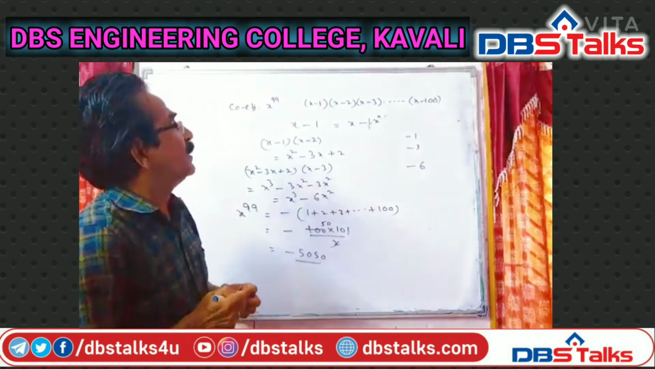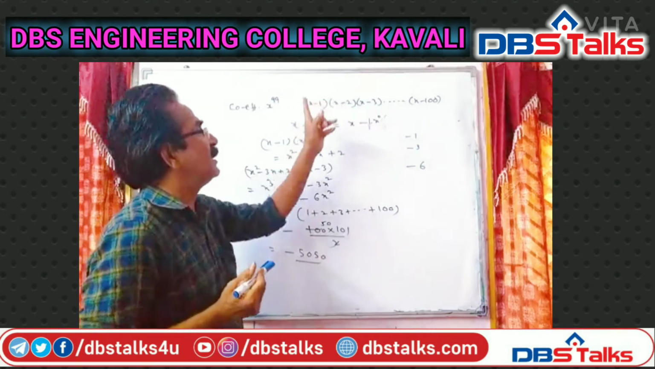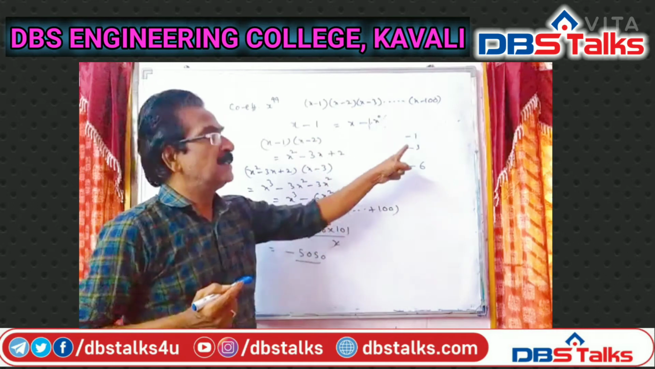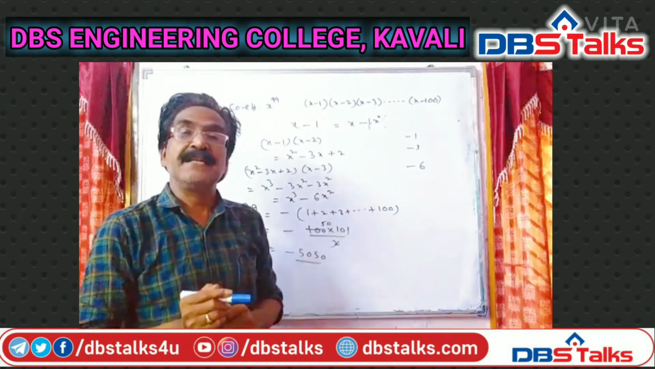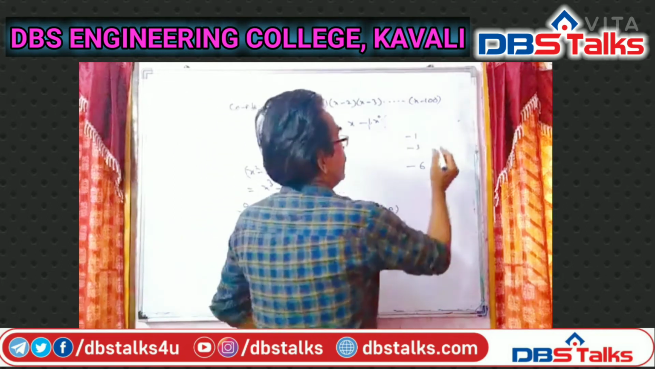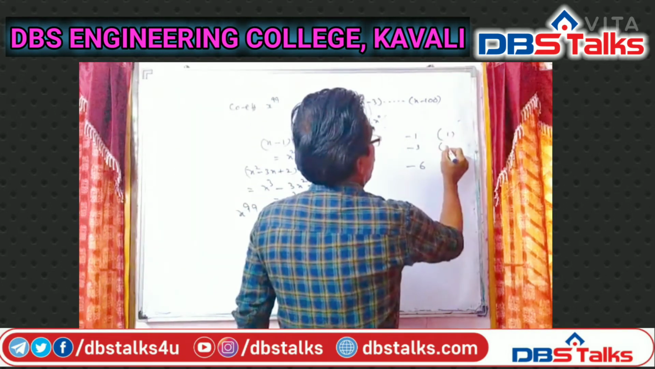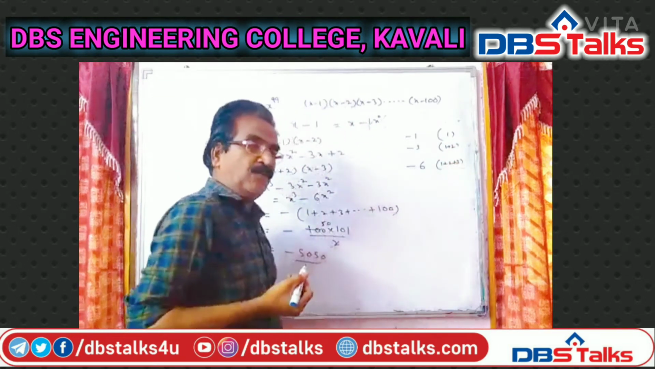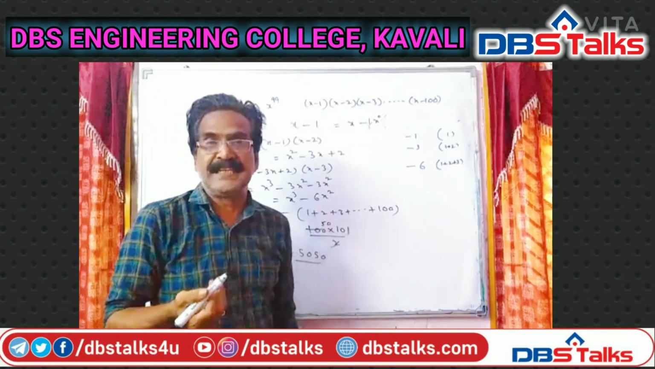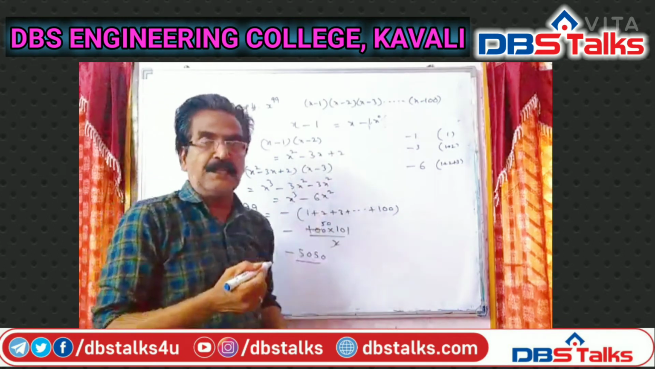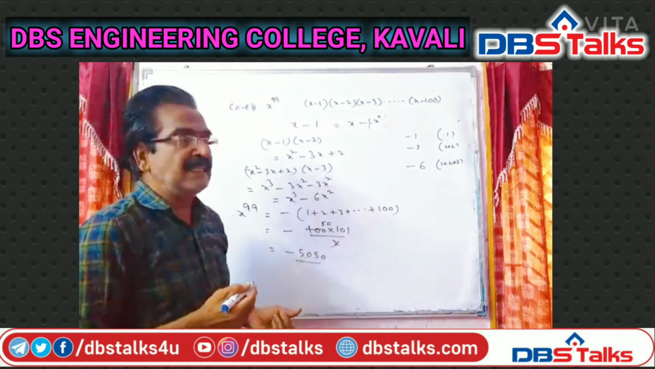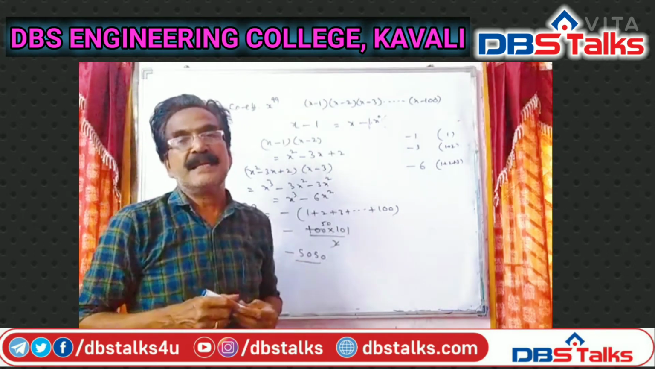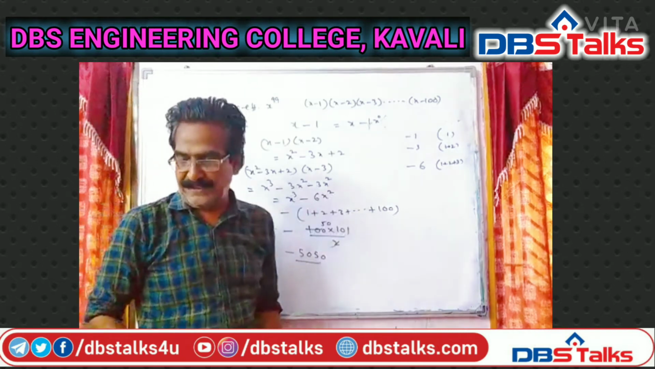Friends, you got it now? If we take only one term, the coefficient is minus 1. If you take two terms, the coefficient is minus 3. 3 means 1 plus 2. Here 1, here 1 plus 2, here 1 plus 2 plus 3. And if you take 4 terms, you will get minus 10 x cube. So, if you take 100 terms, you will get 1 plus 2 plus so on up to 100. So, minus 5050 is the coefficient of x power 99. Okay, friends.